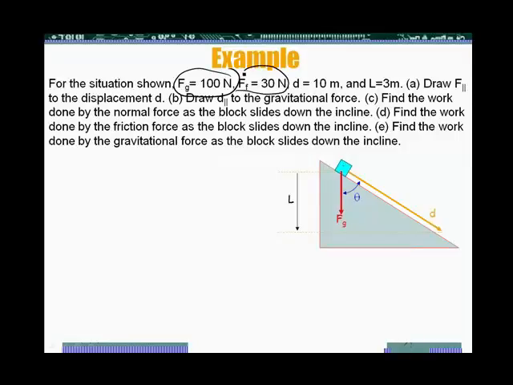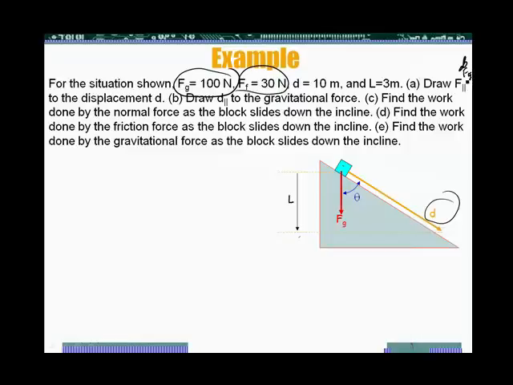We are given the friction force acting on the block as it is sliding down. We are given the displacement d of the block, 10 meters down the incline. And we are told, corresponding to the displacement, this is the vertical drop of the block. L is 3 meters. It is asking us to draw the component of the gravitational force parallel to the displacement d.